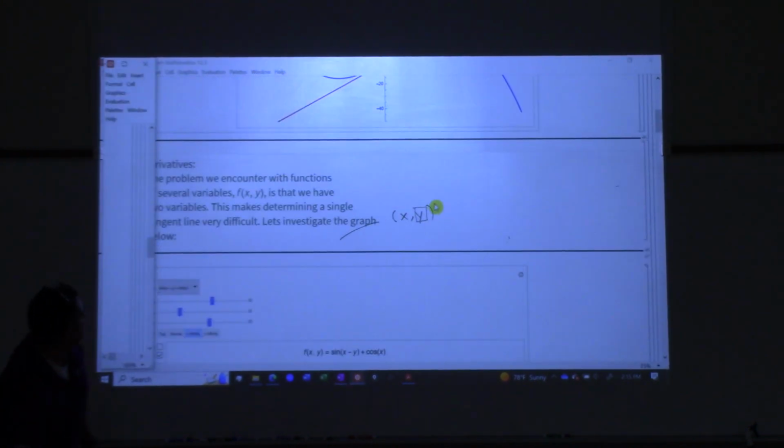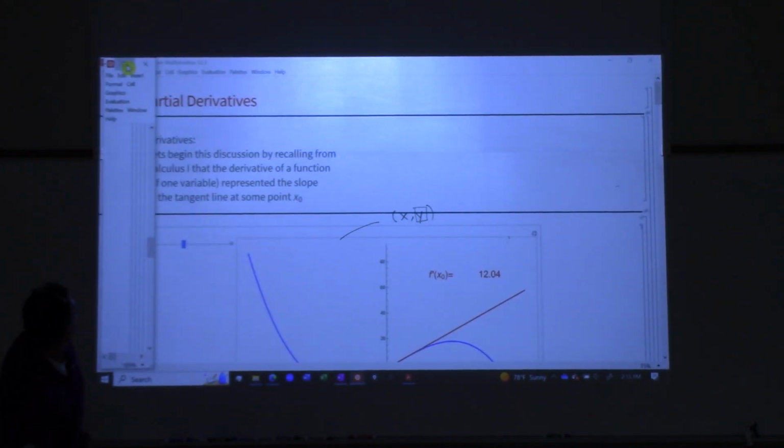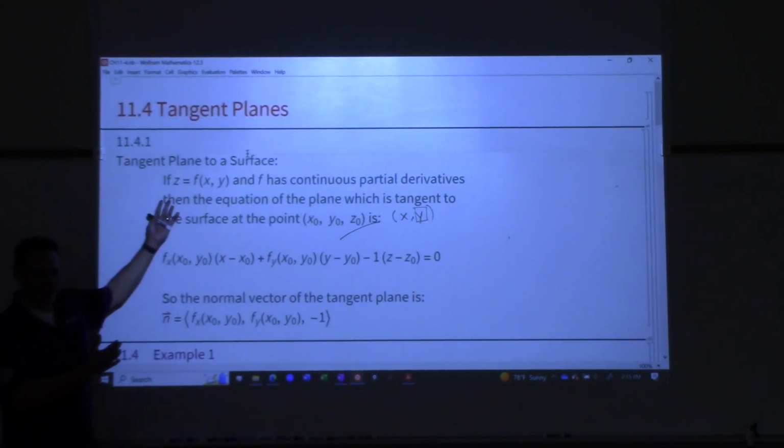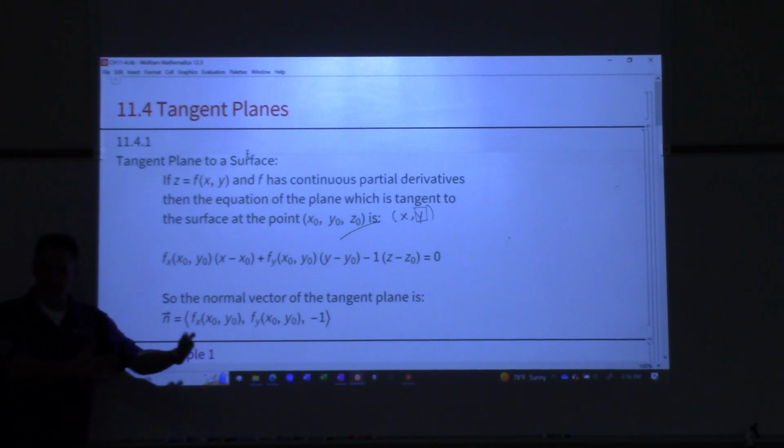The next section, this is right here. The next section is 11.4. Hey, there we go, tangent planes. So that's exactly the next thing.